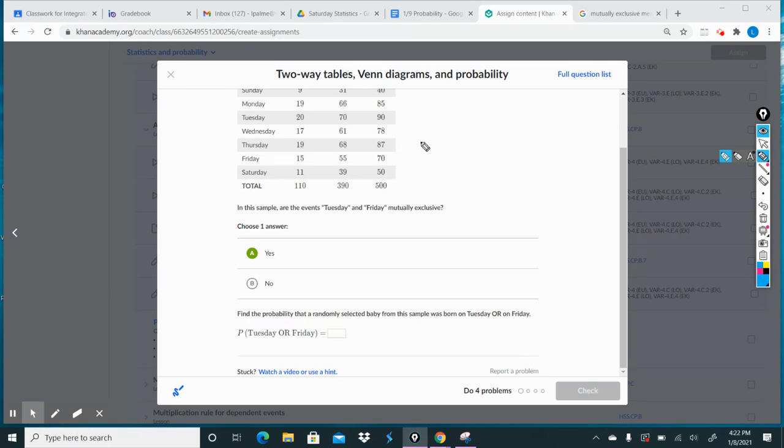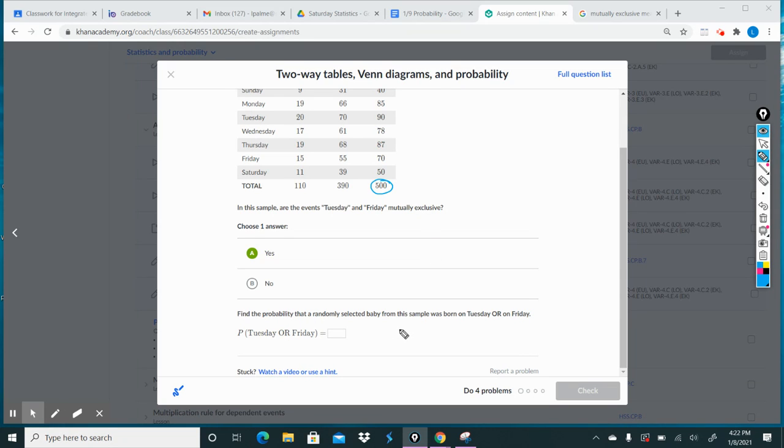We are dealing with 500 total. Now, find the probability that a randomly selected baby from this sample was born on Tuesday or Friday. So since we are mutually exclusive and they don't intertwine, we do not have to do the probability of Tuesday plus the probability of Friday and then subtract the probability of Tuesday and Friday, because they don't happen at the same time. They're mutually exclusive.